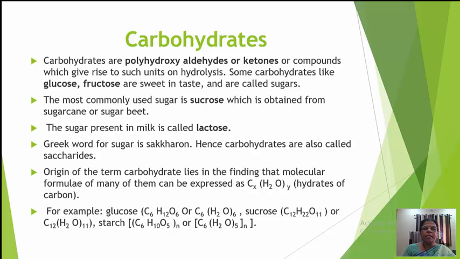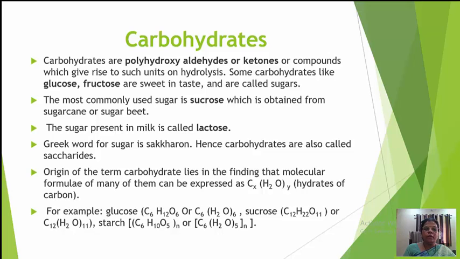Some carbohydrates like glucose and fructose are sweet in taste and they are called sugars. Starch is an example of a non-sugar. The most commonly used sugar is sucrose, which is obtained from sugarcane or sugar beet. The sugar present in milk is called lactose. The Greek word for sugar is saccharon. Hence carbohydrates are also called saccharides.